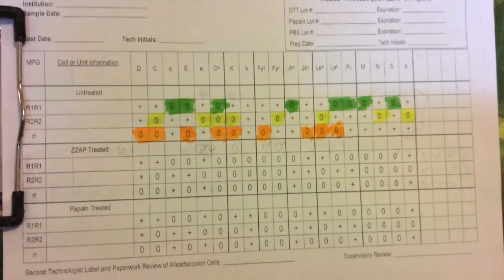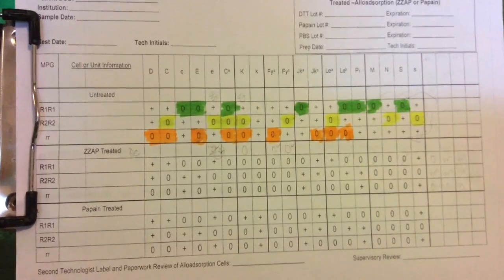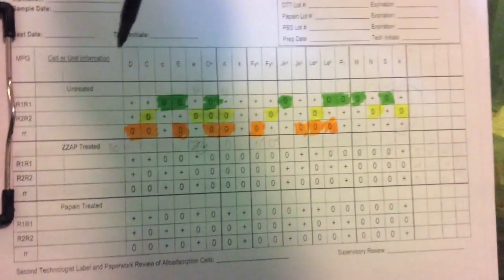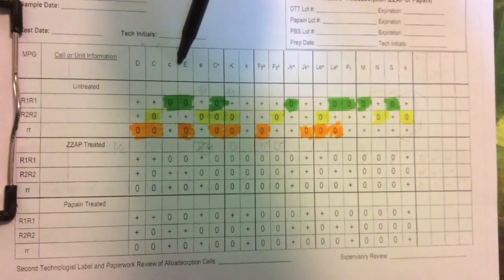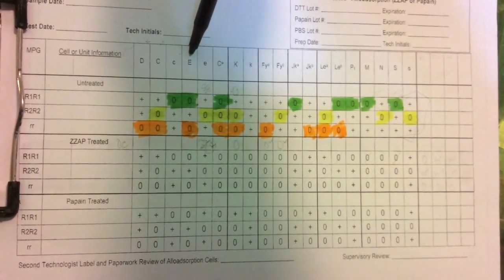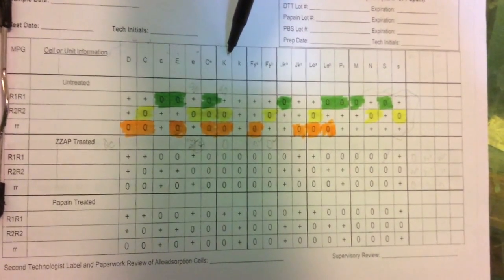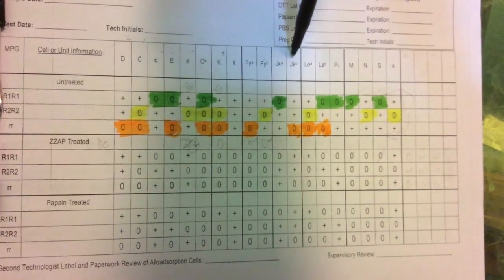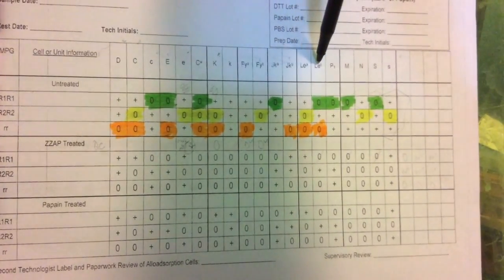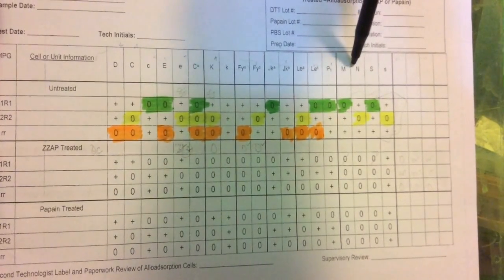What you can see here is we've set it up so that there is a negative in every single system. So there is one negative for D, two negative for big C, one negative for little c and big E, one negative for little e, two negative for big K, one negative for each one of the Duffys, one negative for each one of the Kidds, one or two negatives for Lewis A, Lewis B, one P1 negative, and then you have the same thing for the MNS system.